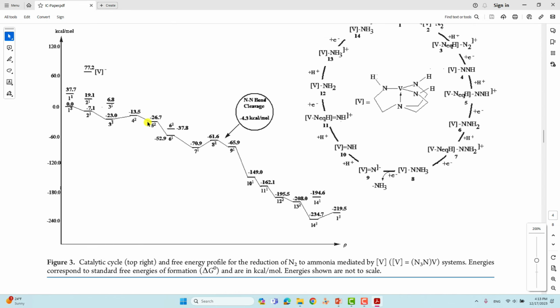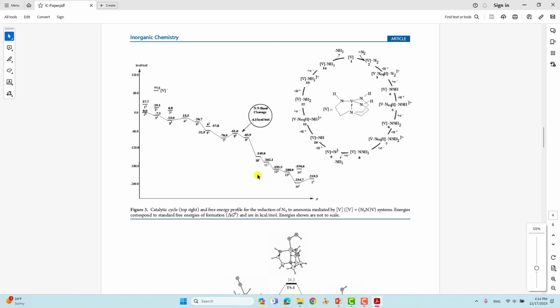So this is the free energy profile of this catalytic cycle. Here you can see they calculate from 1 to 2, 2 to 3, 3 to 4, 4 to 5, likewise. Finally the final step is 14 to 1, that is removal of NH3. So this is the catalytic cycle of this energy profile. Here they use 6 electrons and 6 protons to produce 2 equivalents of ammonia from this N2 molecule. So we will see how they calculated the free energies of this energy profile.